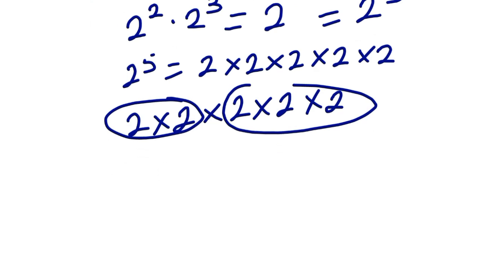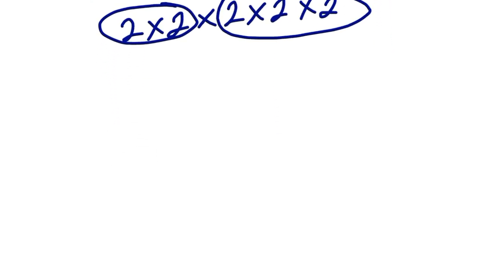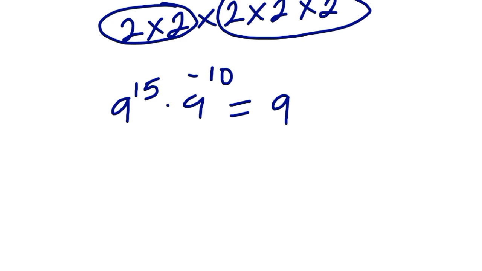Now this law is here to help us solve other questions like this one. When you have a raised to the power of 15 multiplied by a raised to the power of minus 10. Now how do we solve this? You can't just write a multiplied by a multiplied by a and so on. So this is going to be equal to a raised to the power of 15 plus minus 10. Now 15 plus minus 10 is going to give us 5. So we have a raised to the power of 5.